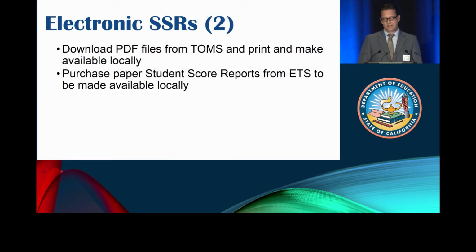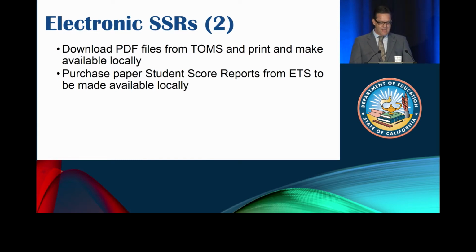A third option would be to download these PDF versions from TOMS, print them out, and make them available locally. That would be for LEAs that don't have a lot of parents yet in their parent portal, but we really suggest that you use this to try to leverage more access to your parent portal. All the student score reports will now include parent addresses. You don't have to pay extra for the parent address anymore. They'll all contain them, so if you do choose this option, it'll already be on there for you and you can mail them.